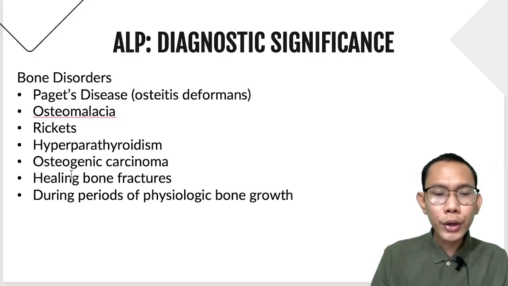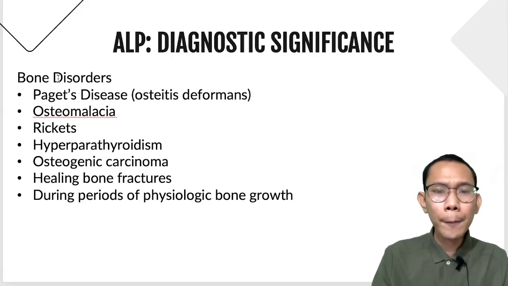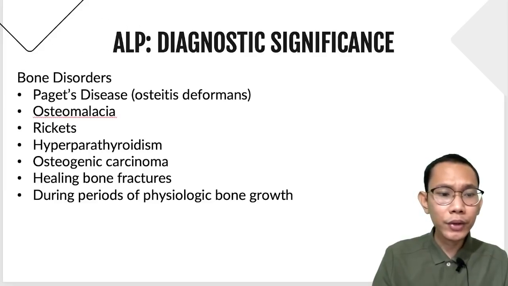We have also your osteogenic carcinoma, something related with bone, healing bone fracture, and during physiologic periods of bone growth. So these are the different bone disorders that can be detected through the elevated level of your ALP.